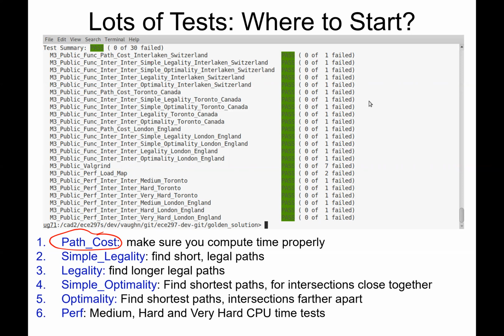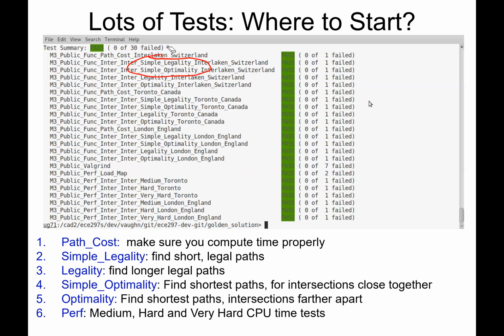Then we have some tests that are called simple legality. Simple legality means we put intersections very close together. They're only one intersection apart, maybe two, and we're only checking you get a legal path, not that you get the best path. Pass those. The reason is if you fail on one of those tests, you can bring it up in the debugger, and you know it's only one or two intersections away. It doesn't take that long to watch everything your algorithm's doing, and see where you went wrong.